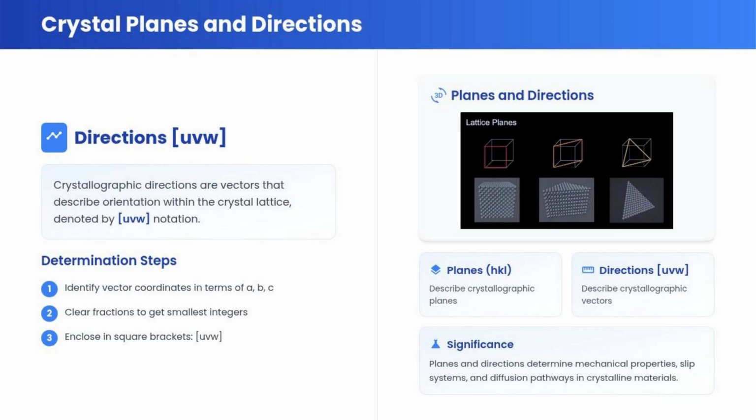These orientations are not just academic, they are the reason why materials have specific mechanical properties. They determine the slip systems that allow metals to bend and the pathways that atoms use to move through a solid. Understanding these coordinates is the key to engineering better materials.